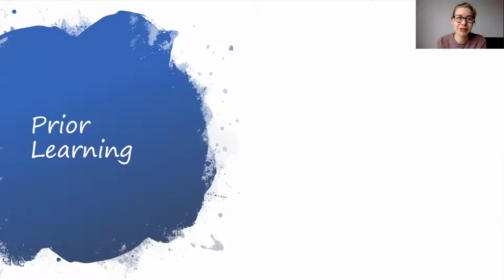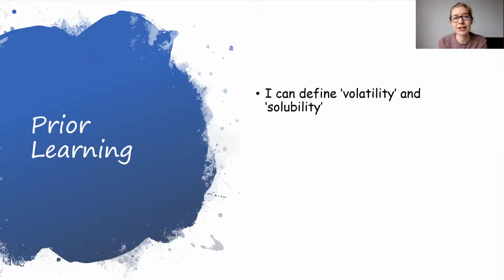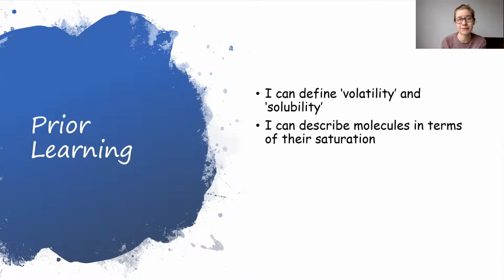The prior learning we need for today's lesson: firstly, I can define volatility and solubility. These are terms that we learned in Unit 1. Volatility is to do with the ease of evaporation of a substance, and solubility describes the ability of a solute to dissolve in a particular solvent. I can describe molecules in terms of their saturation, so we should know that molecules that have a carbon-to-carbon double bond are described as unsaturated, and they can undergo addition reactions.